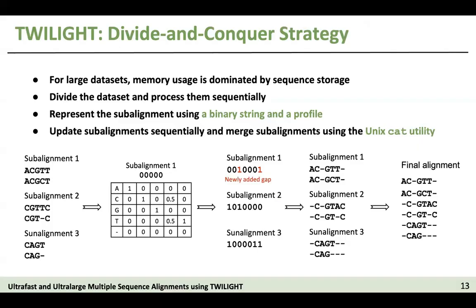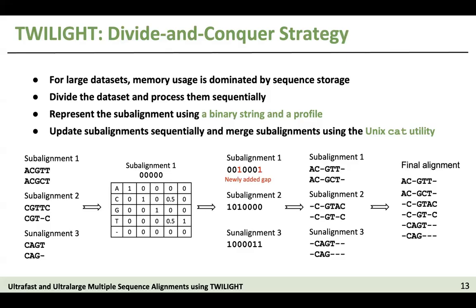Now let's talk about the divide and conquer strategy in Twilight. To align a very large data set, the memory usage is usually dominated by the sequence storage. To overcome this issue, we have a divide and conquer strategy in Twilight. We first divide the large data set into multiple smaller data sets, and we align them sequentially.